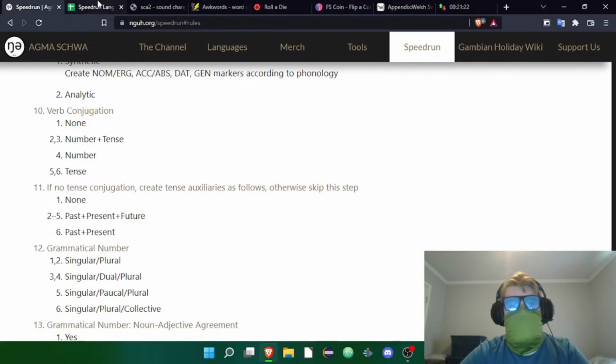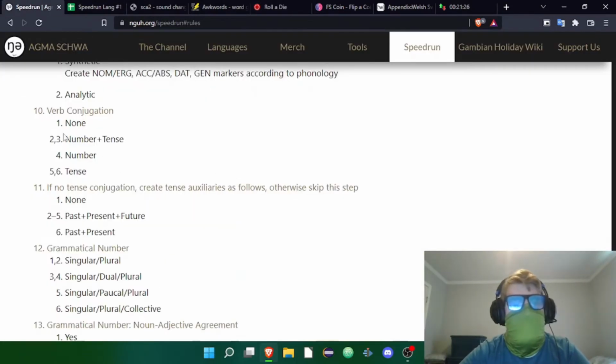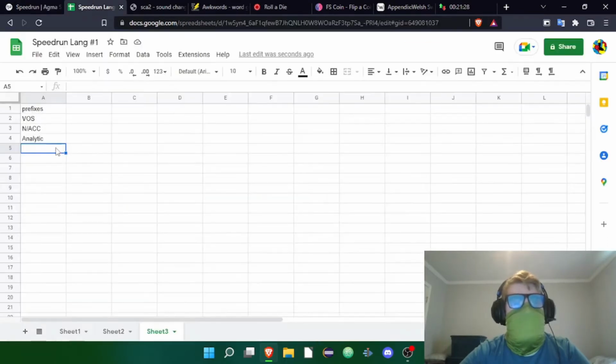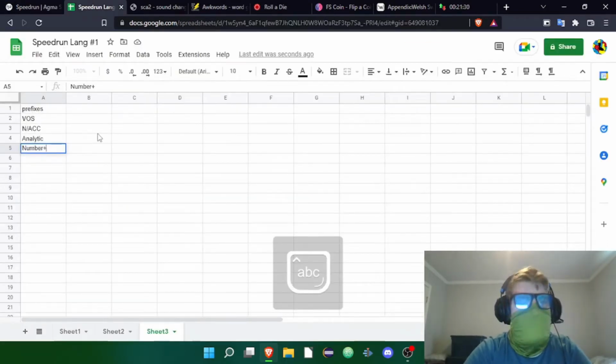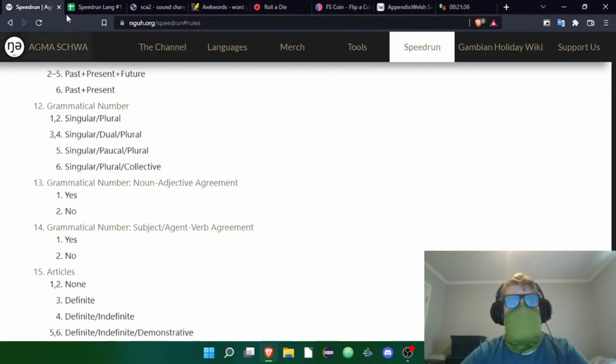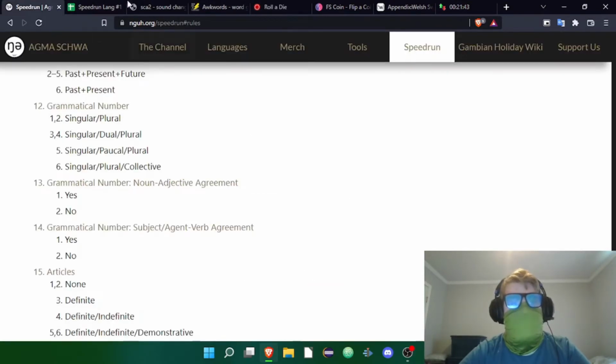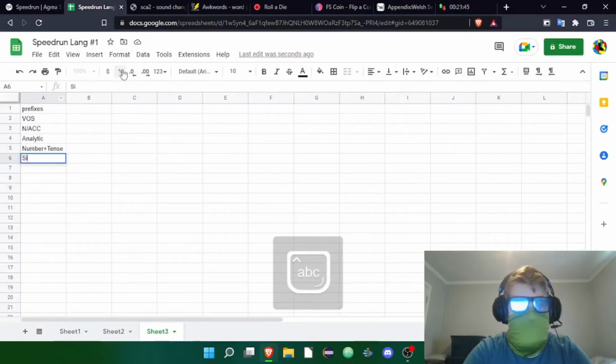Verb conjugation, let's roll the dice again. 2 again, which means we'll be doing number and tense. So number plus tense. If no tense, we don't have to do that, but I got tense conjugations. Now we roll for grammatical numbers. 3, so we're marking for singular, dual, and plural. So singular, dual, plural.